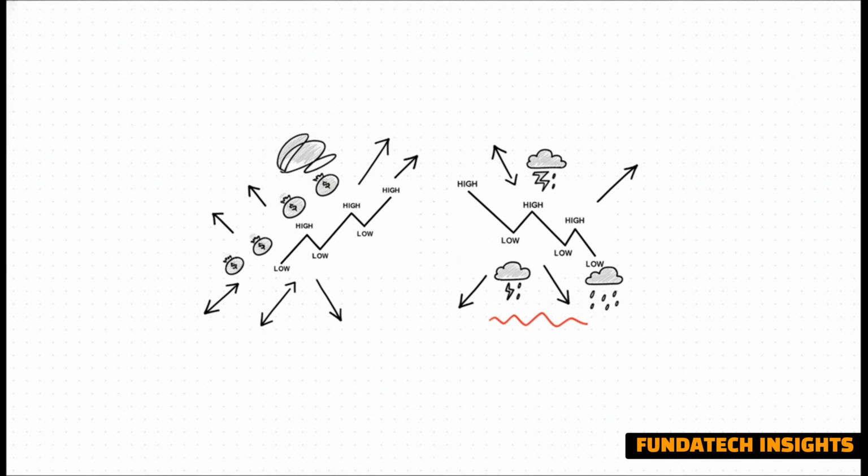The most basic pattern of all is the trend. An uptrend is just a series of peaks and valleys that keep getting higher and higher. A downtrend, you guessed it, is the exact opposite, a series of lower peaks and lower valleys. It sounds super simple, and it is, but this is the foundation for pretty much everything else.